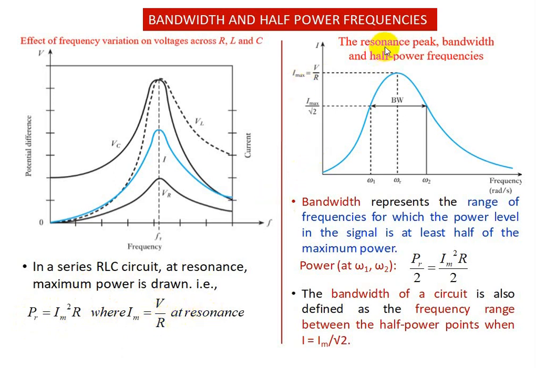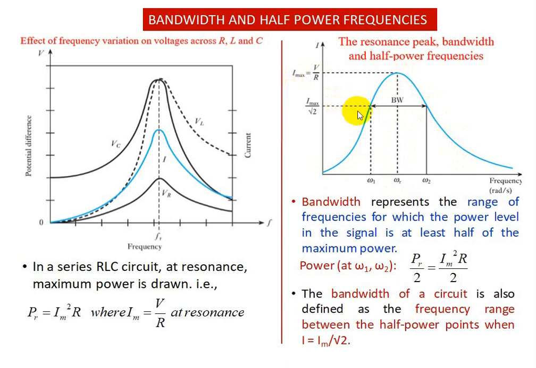So coming to the resonant peak, bandwidth and half power frequencies. Let us consider this curve. It is a current waveform, drawn between current versus frequency. At low frequencies, the magnitude of current will be less. With the increase in frequency, current increases and becomes maximum value at omega r. With further increase in frequency, the current reduces. So at omega r, the current is maximum and it is written as I max equal to V by R.